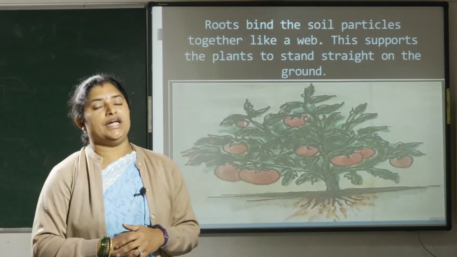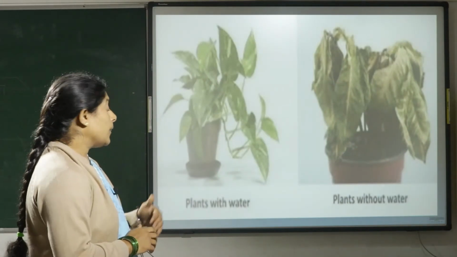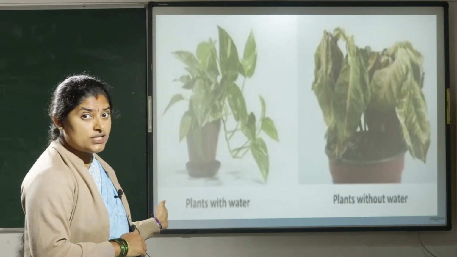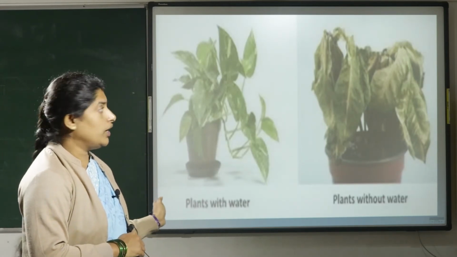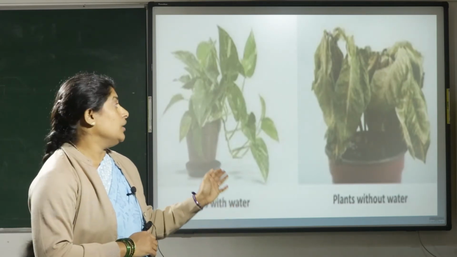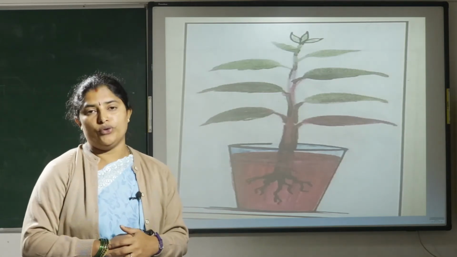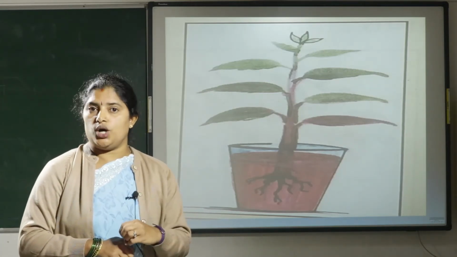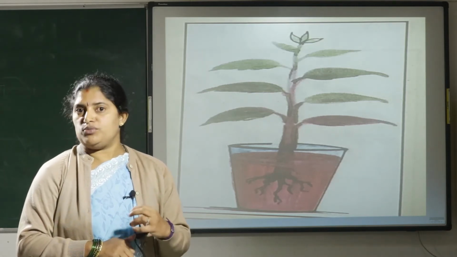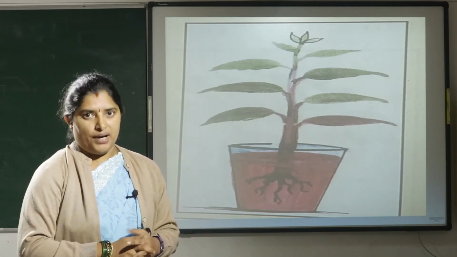After 2-3 days, you will notice some changes. What are the changes? The plant with root grows well because it has root. Whereas the plant without root does not grow well because it doesn't have root. So the next function of root is that roots absorb water, minerals and nutrients from the soil and transport them to different parts of the plant.